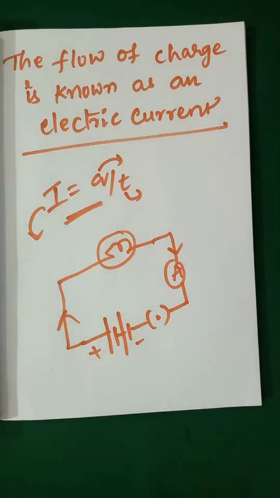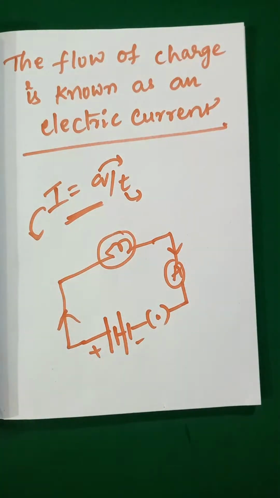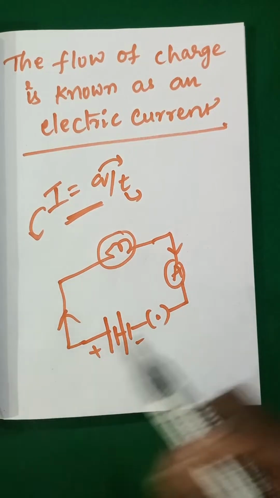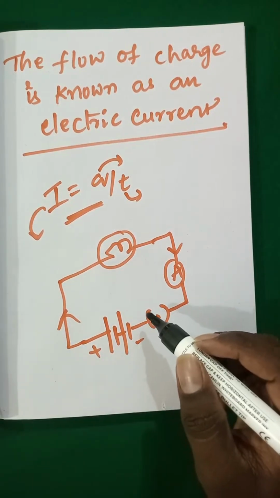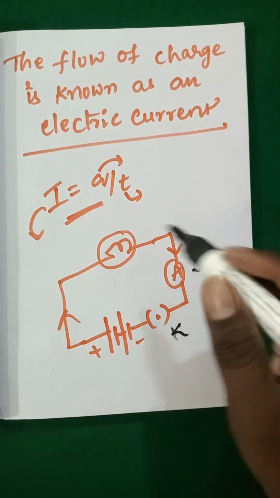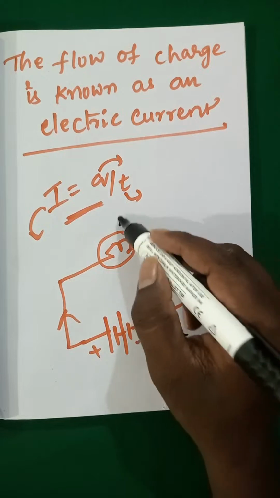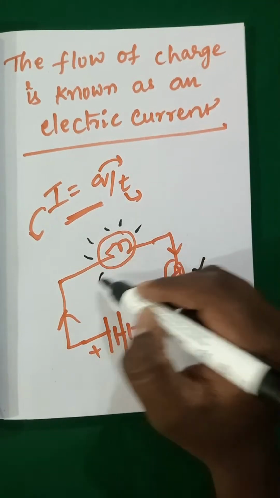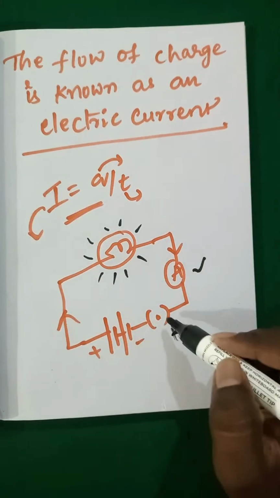So you can check: a closed and continuous path of an electric current is called electric circuit. I'm considering, right? So here the current is passing. This is a key, this is the ammeter, and here is a bulb. So the bulb is glowing because the switch is closed, right?